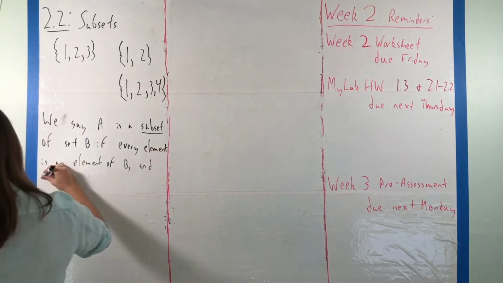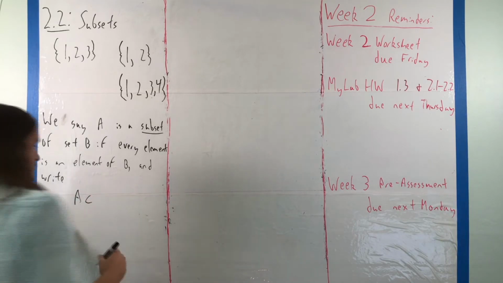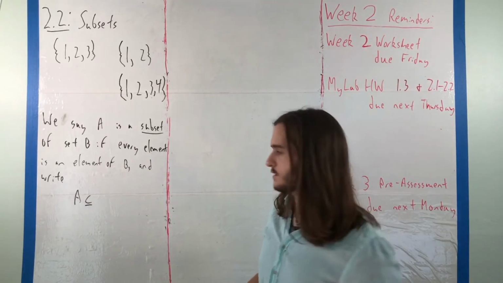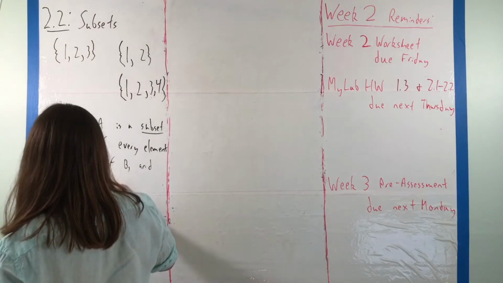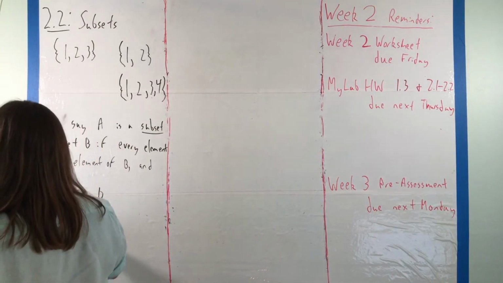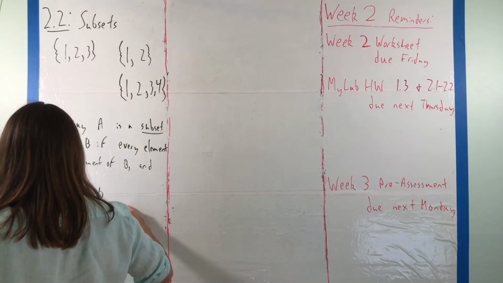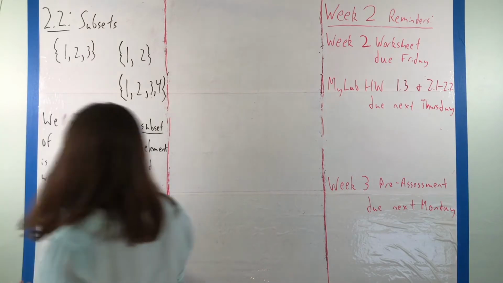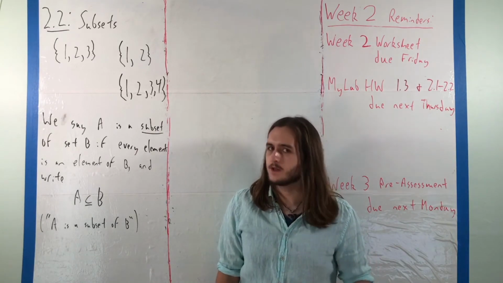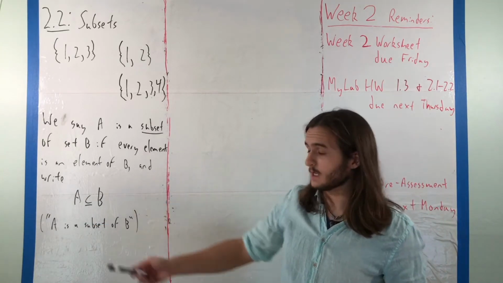And for this, we write A, then we make this sort of symbol that looks like a flattened C and draw a line underneath it, and then we write B. So this statement reads, A is a subset of B. That's our notation. That's our shorthand. Remember, when you're thinking about math, think of it as something like a language. It's essentially just a fast way of writing, A is a subset of B.